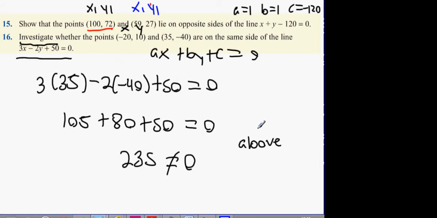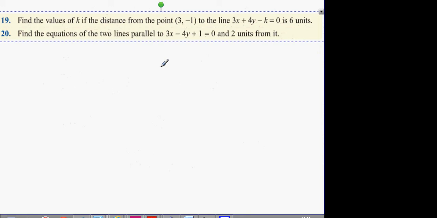Okay guys, what I'm on to next is somebody asked me to do number 19. Was it 19? And 20? Was it? 19 was on the video. No, I didn't do 19 in the end.